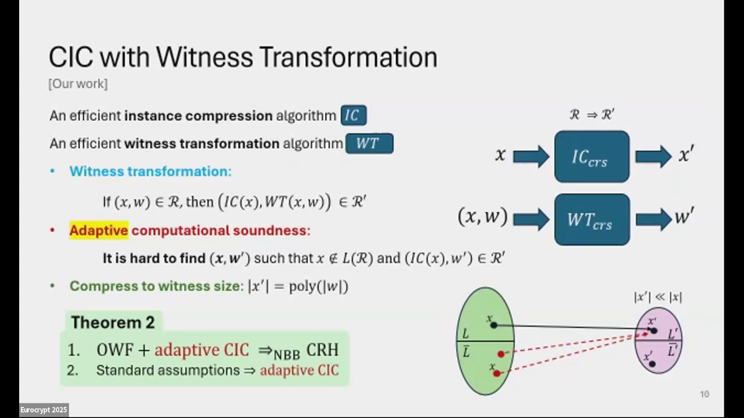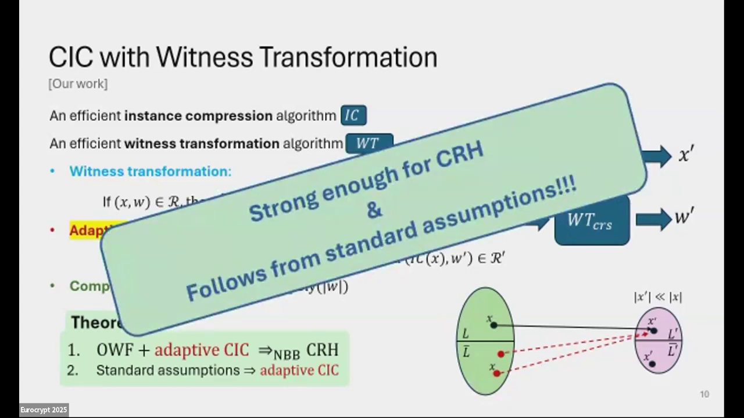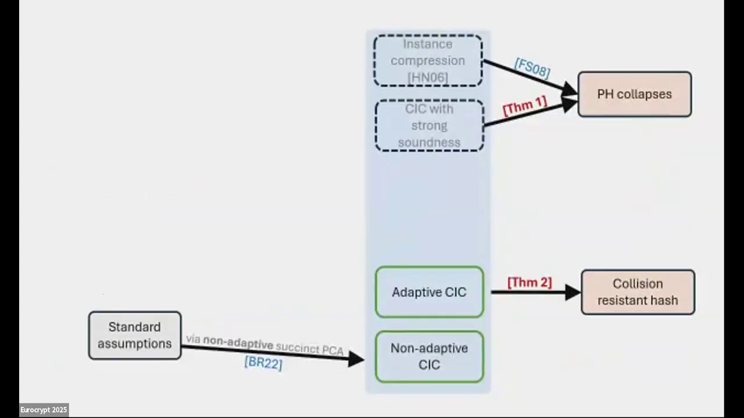And we also show that we can get adaptive CAC from standard assumptions. So it seems like we have the right notion. It's strong enough for CRH and follows from some standard assumptions. And let's look at the big picture again. So how can we get adaptive CAC?